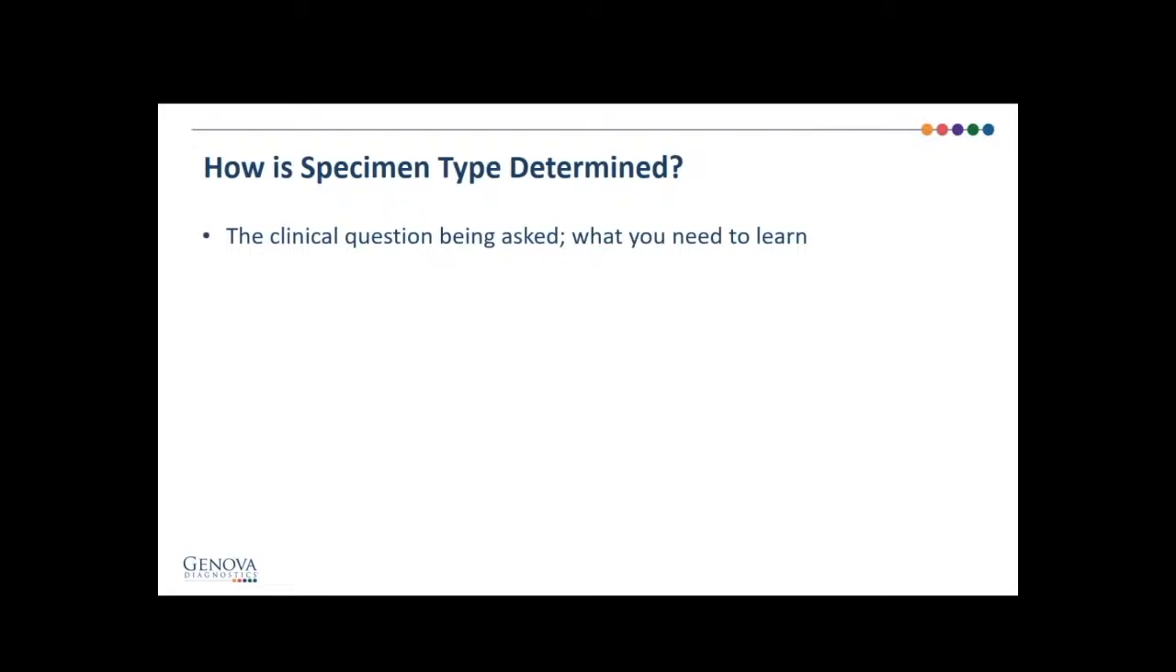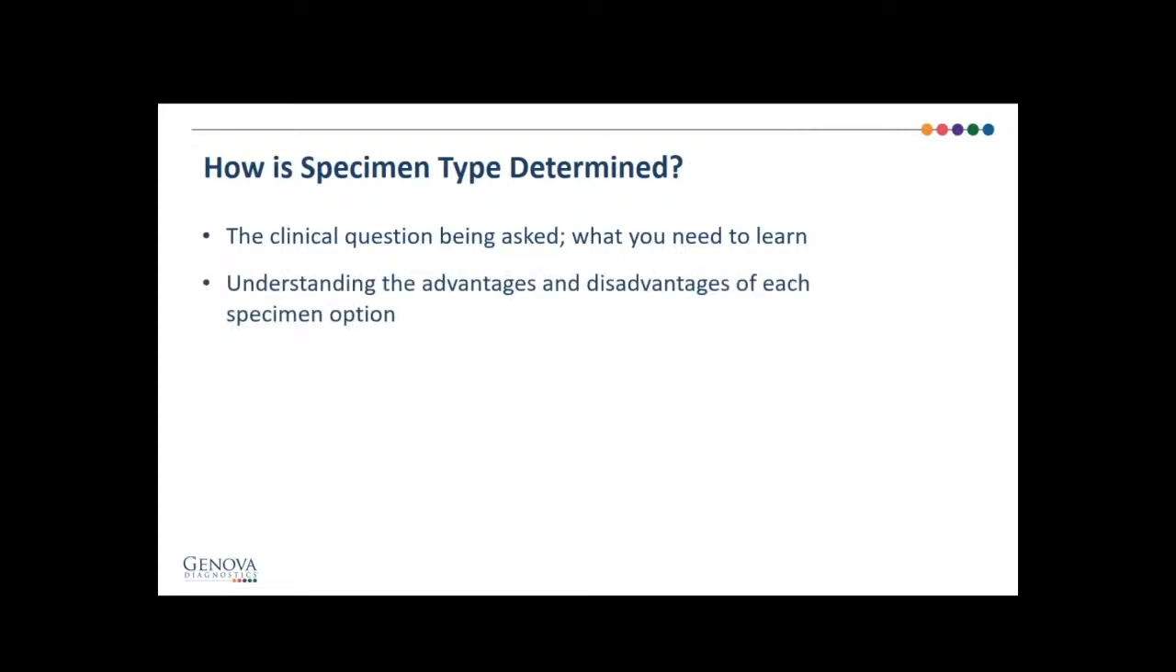The clinical question being asked is really what you want to know. What do you need to learn? What data would be valuable to you based on the patient sitting in front of you? Is it a risk assessment? Is it, I need to know what their hormone levels are so that I can provide more or less hormone therapy? There are a lot of different questions that can be raised, and you really need to be specific. What's the data I'm looking for?